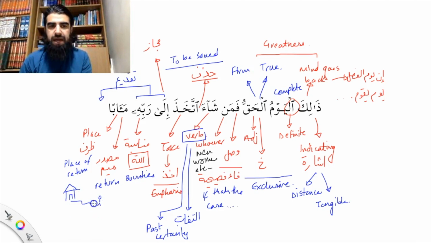So ma'ab would mean a home, and ma'ab in the masdar would mean like to return. And this is a special type of returning, which is going back to Allah subhanahu wa ta'ala. Anyway, so we've got that covered now.